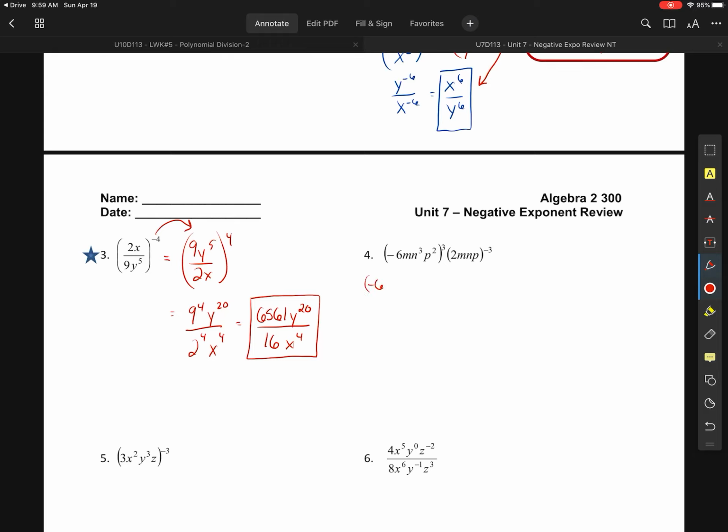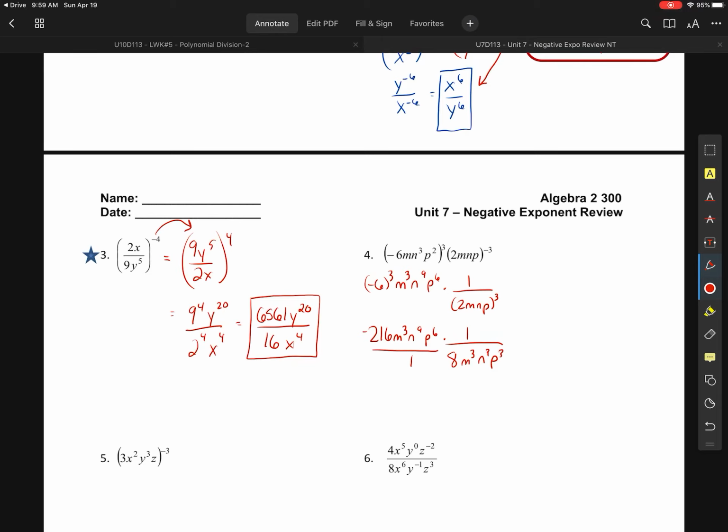All right. So, what am I doing? Negative 6 to the third, m to the third, n to the ninth, p to the sixth, times 1 over 2 m and p to the third. So here I got negative 216 m to the third, n to the ninth, p to the sixth, times 1 over 8 m to the third, n to the third, p to the third.